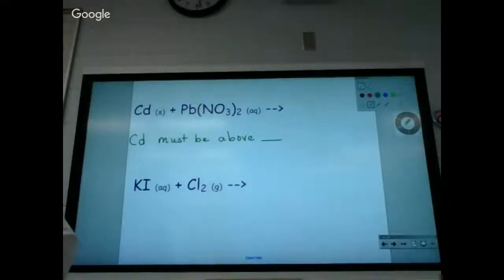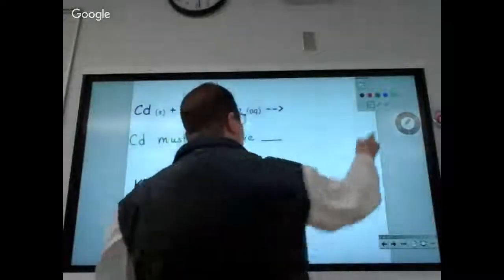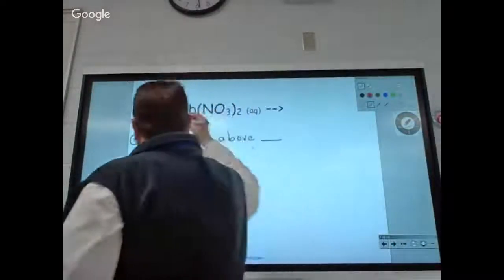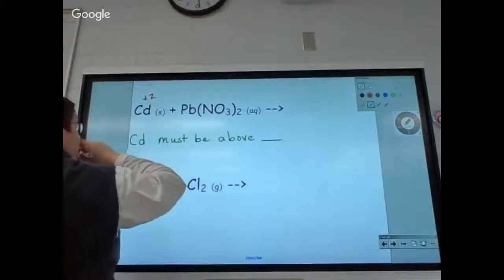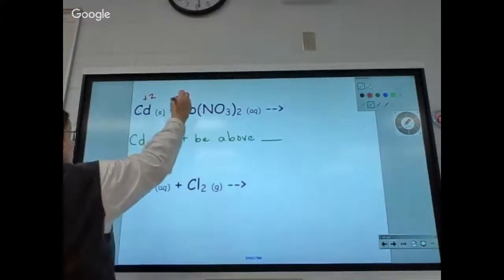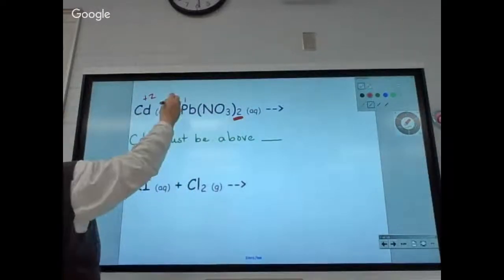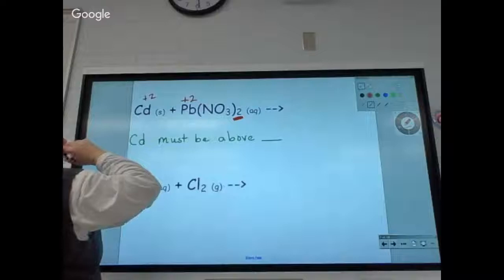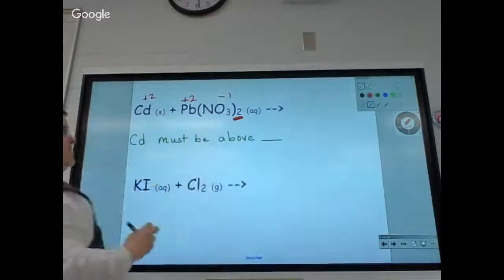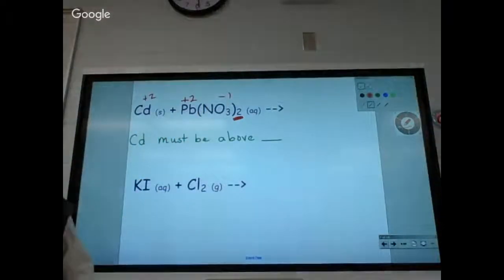Why do y'all look at me like that when I ask that question? That's single displacement, right? So where do we start any single displacement reaction? Oxidation numbers. So what's Cd's oxidation number? Okay, what's lead's? All right, look at this formula. What would this one be? +2. And nitrate is what? So who's displacing or switching here?